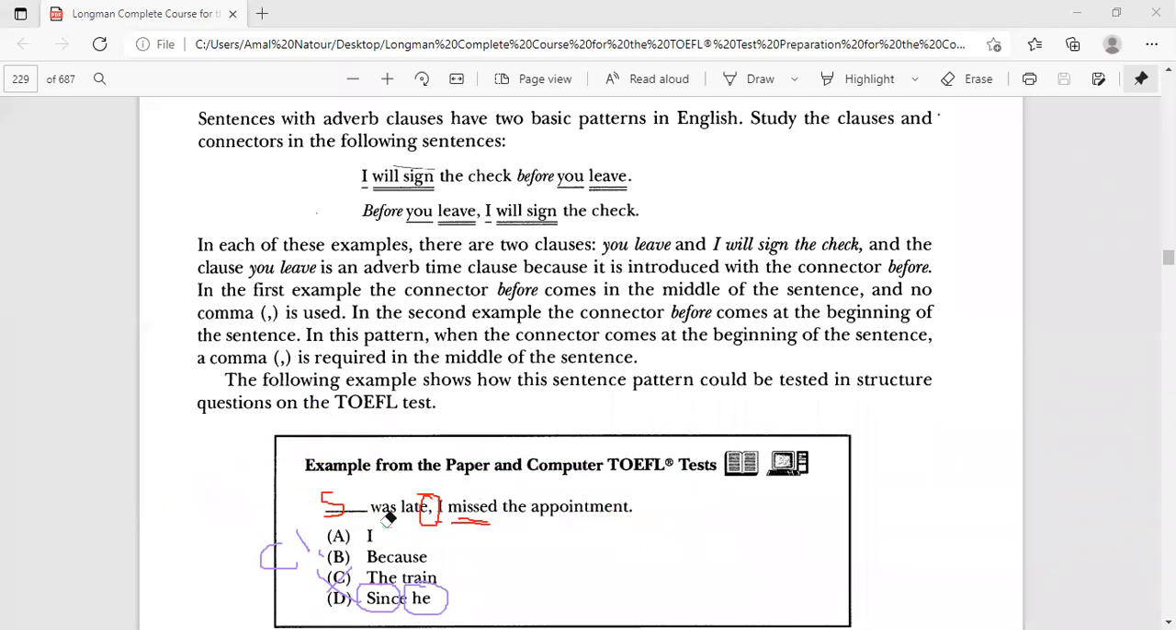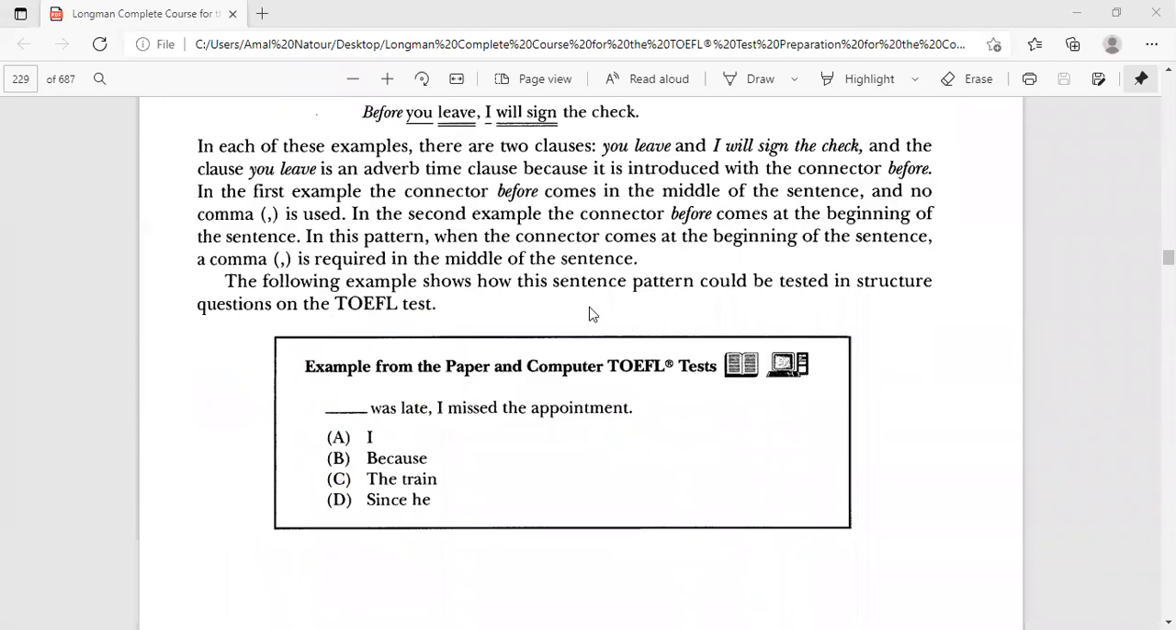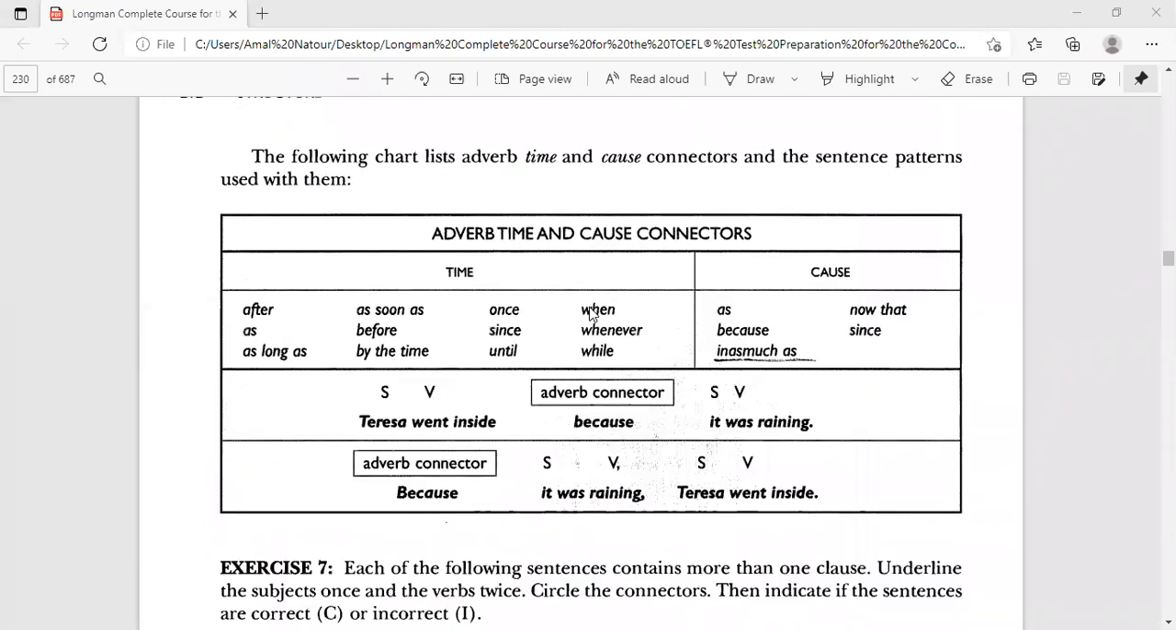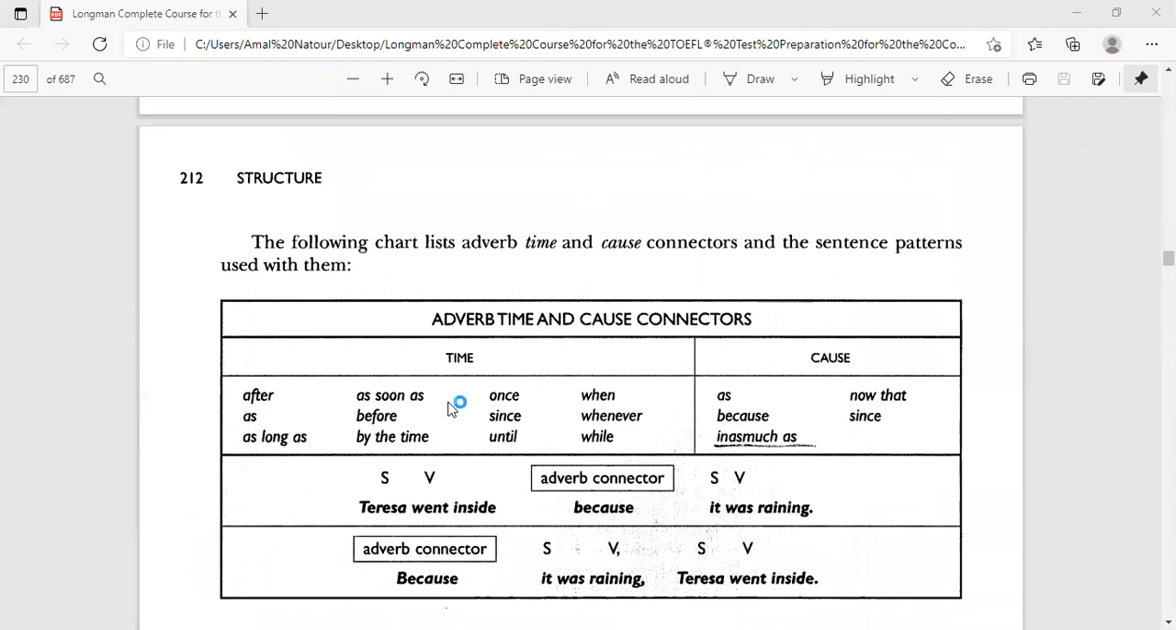Now, if I look at these connectors, let's read them together. Adverb time and cause connectors. Here, these are the adverb time connectors, يعني أدوات الربط الظرفية المتعلقة بالزمان. And here there are adverb cause connectors, يعني أدوات الربط الظرفية المتعلقة بالسبب.